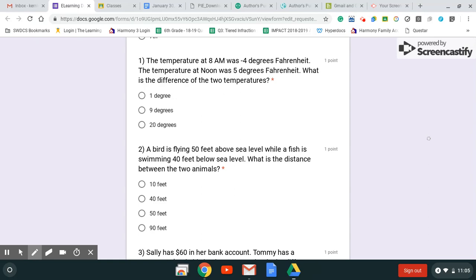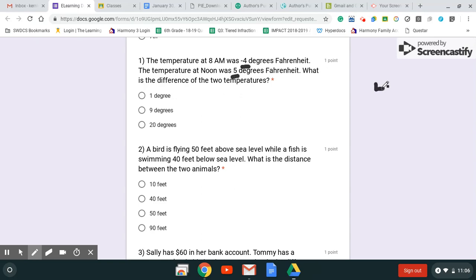So number one, it says the temperature at 8 a.m. was negative 4 degrees Fahrenheit. The temperature at noon was 5 degrees Fahrenheit. What is the difference of the two temperatures? So this is like what was on your math test yesterday. So all you're going to do is you're going to take your numbers, so negative 4 and 5, and you're going to add them together.